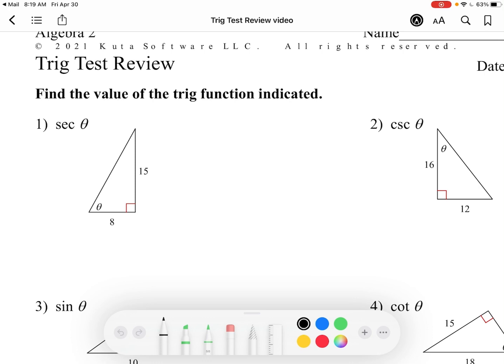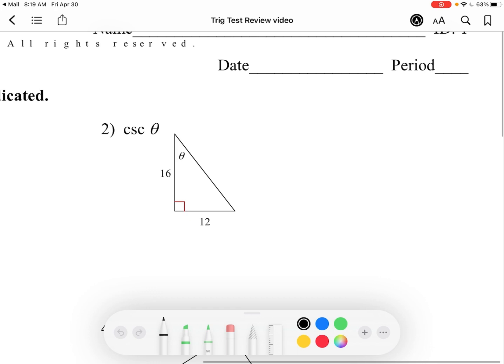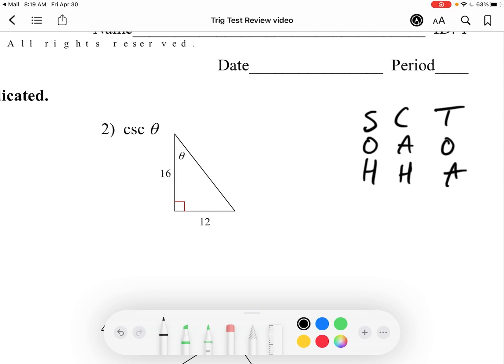So we want to find the value of the trig function indicated, and I recommend that when you start your test, you write SOHCAHTOA. SOHCAHTOA is going to remind us when we're going to use sine, cosine, or tangent, and remember to write this at the beginning of your test as well.